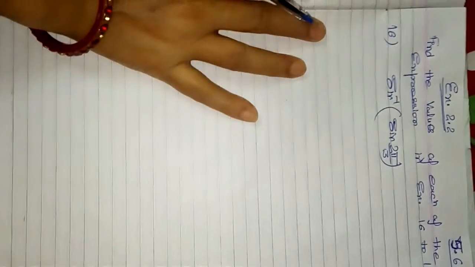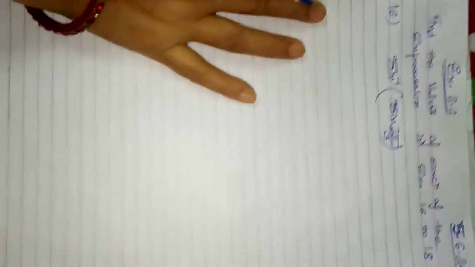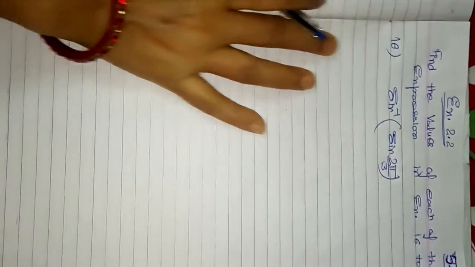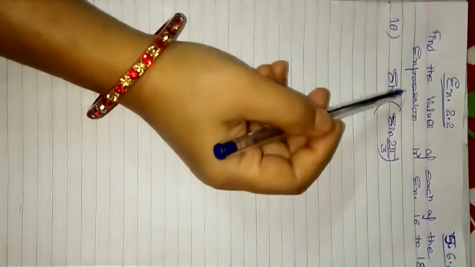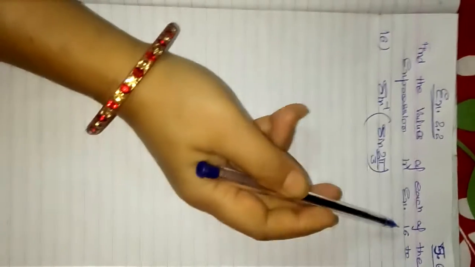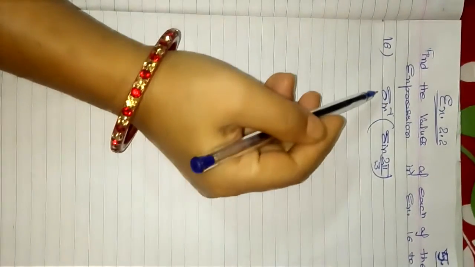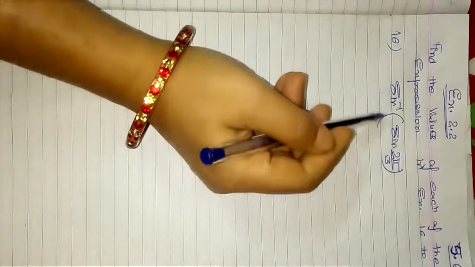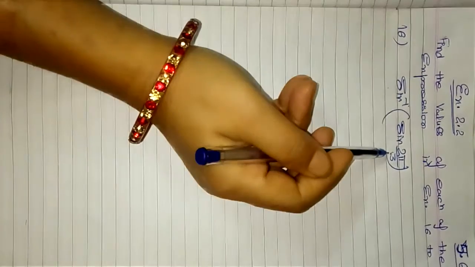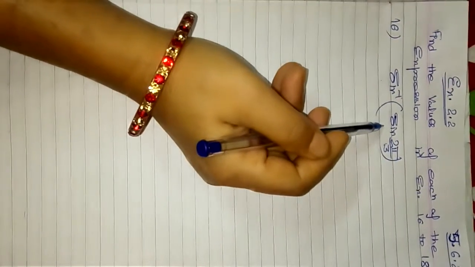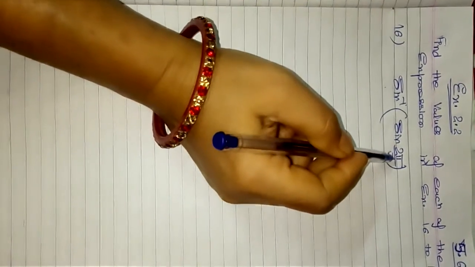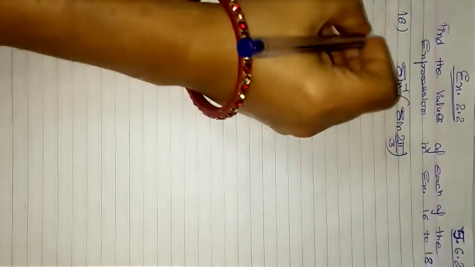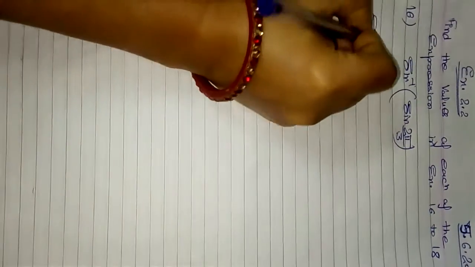Good morning students. Today we will start exercise 2.2 from question number 16. In question number 16 you have to find the value of each expression in questions 16 to 18. So question number 16 is sine inverse of sine 2 pi by 3. You have to find the value of this expression. Now let us start the solution.